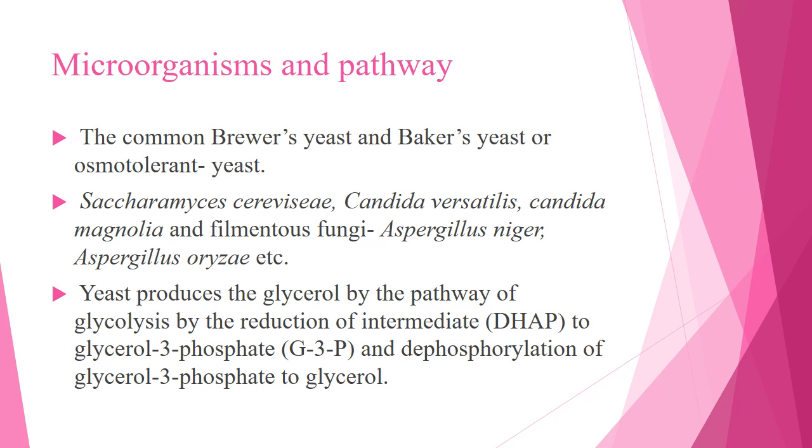The yeast produces glycerol by the pathway of glycolysis, by reducing the intermediate molecule dihydroxyacetone phosphate to glycerol 3-phosphate. This glycerol 3-phosphate undergoes the process called dephosphorylation to yield glycerol. So this is the pathway by which the microorganisms produce glycerol.